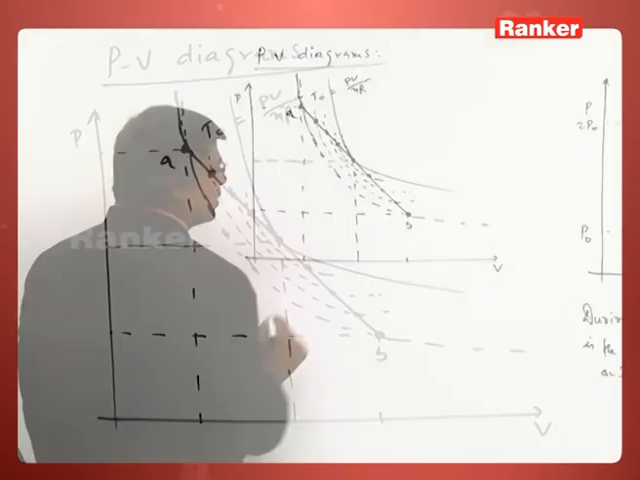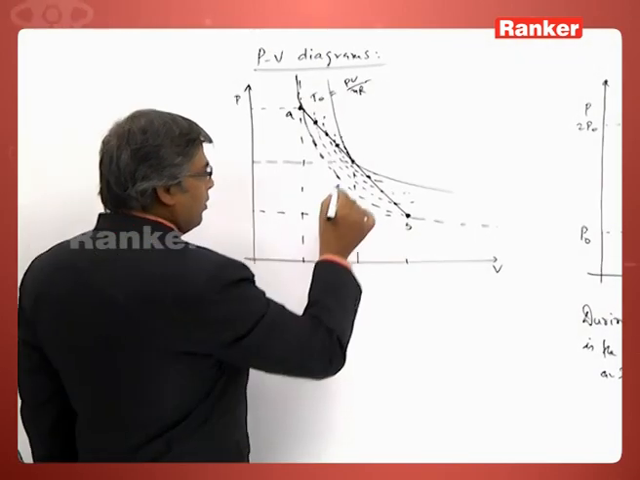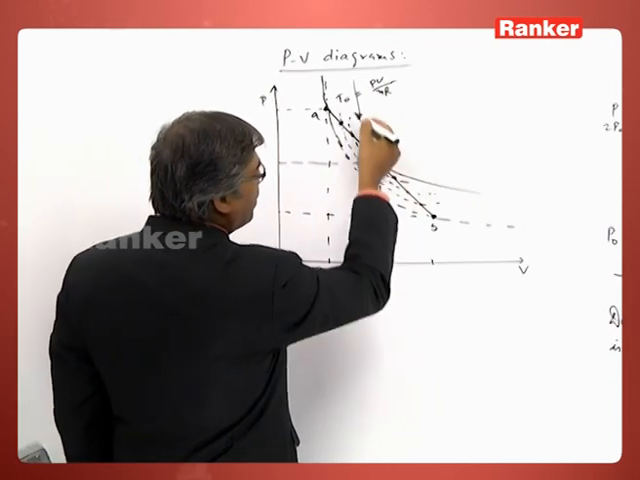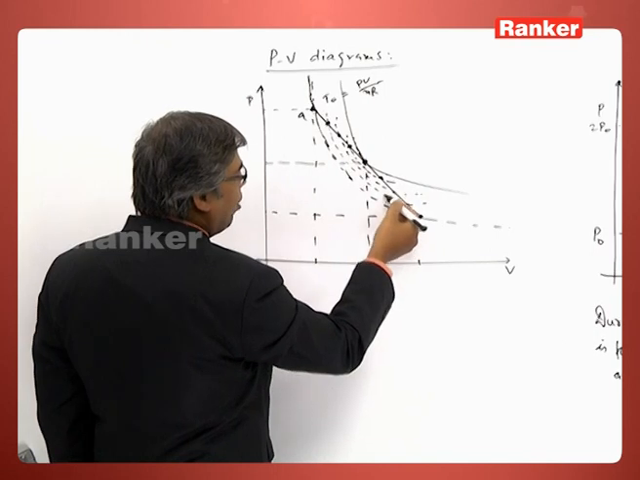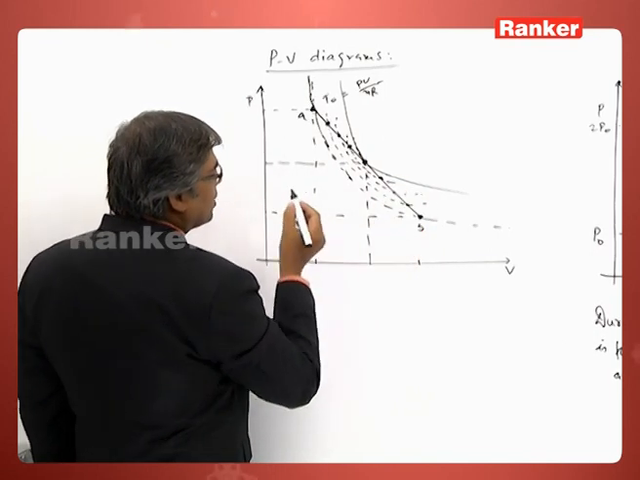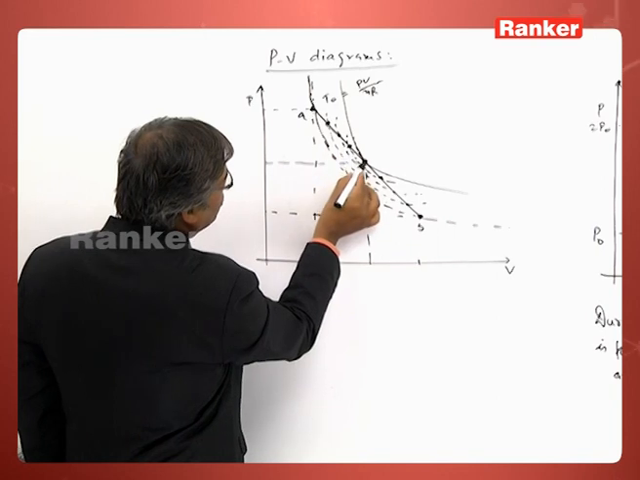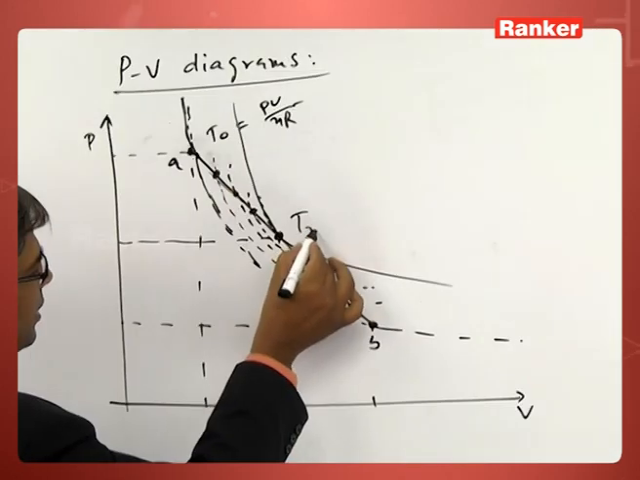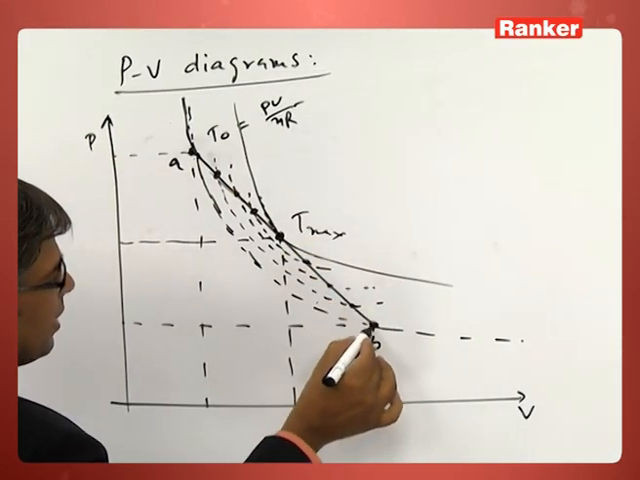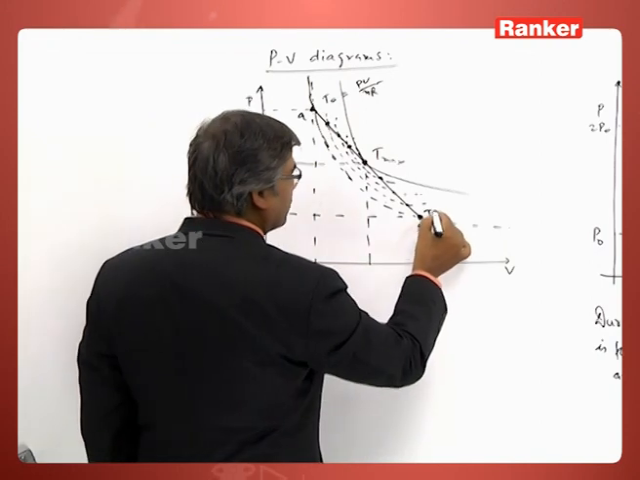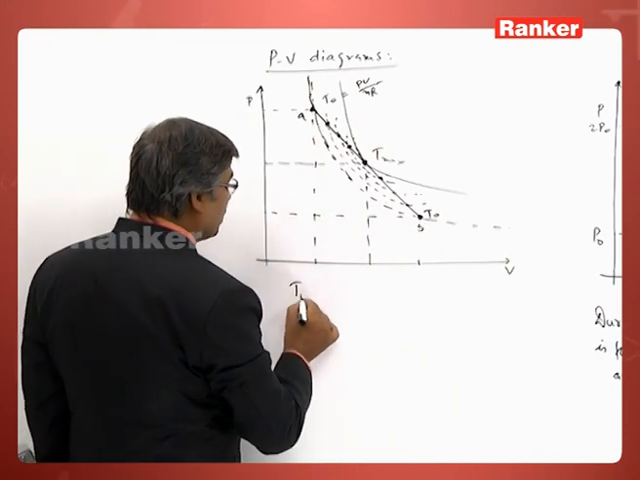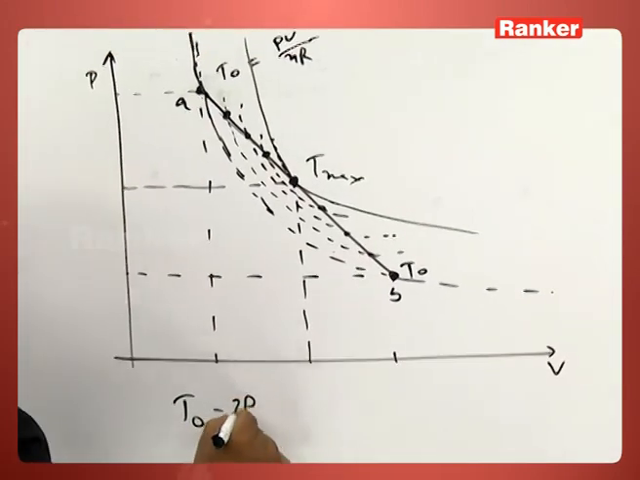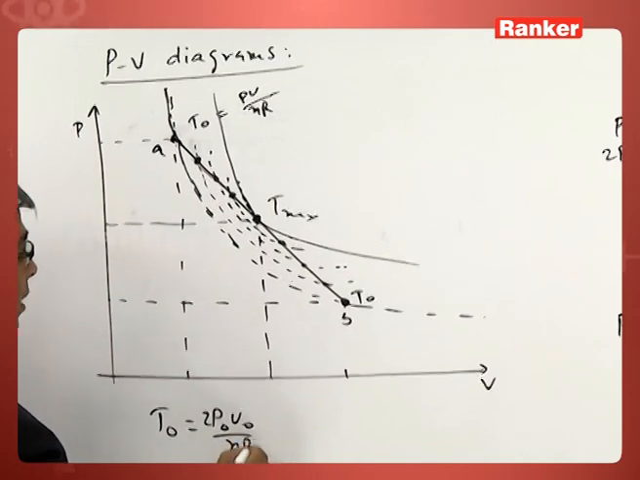Touch this line. So when this isotherm touches this line, that means this is the isotherm whose temperature is more than all these isotherms. So you see, as you go towards the middle, the temperature increases and becomes maximum. This is the T maximum, and then it decreases and finally again comes to T0. So we have T0 equal to PV by nR, which is 2P0V0 by nR.